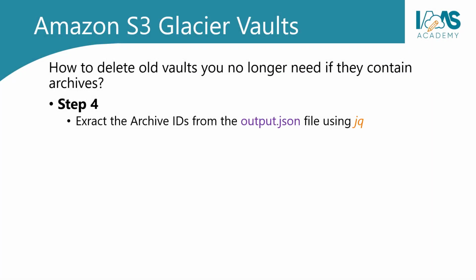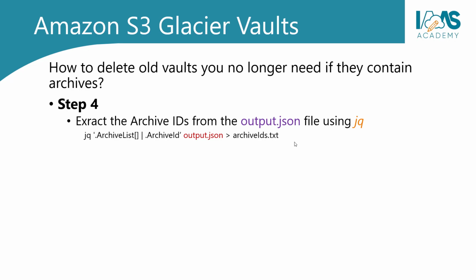Okay, so step 4 is to extract the archive IDs from that output.json file using the jq utility. Now, if you're running this on a standard Linux machine, this is the command you're going to run. So it's jq .archivelist, and then you're going to extract the archive IDs from the output.json and put them into the archiveids.txt file. It can be any text file; you can name this whatever you like.